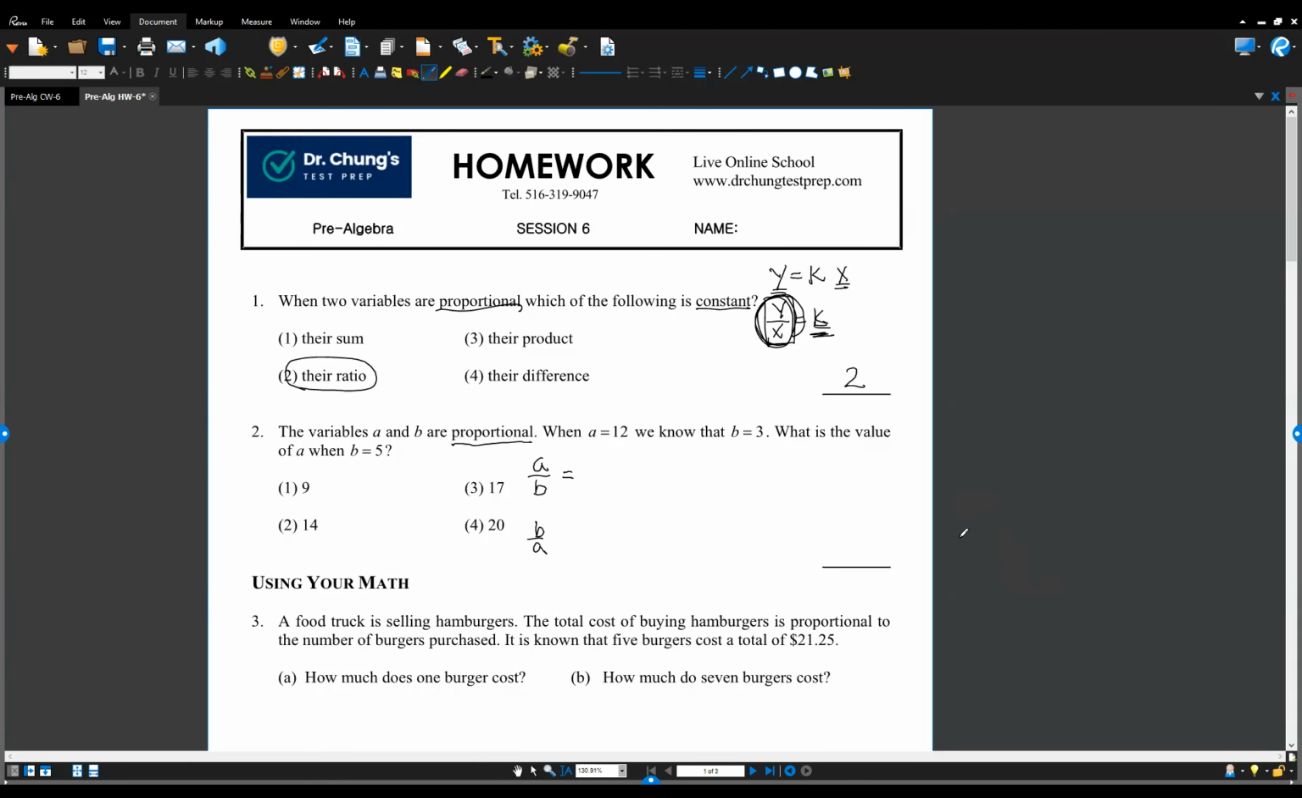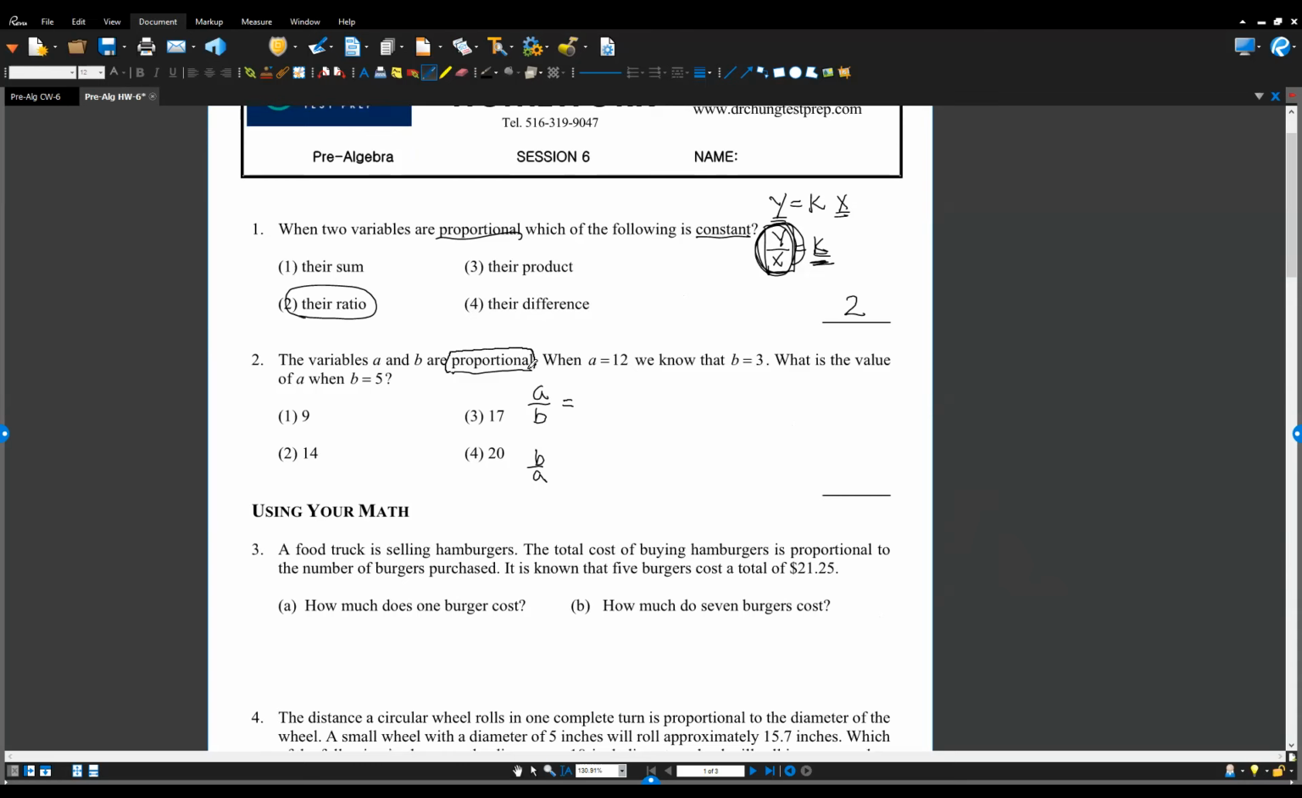All right, now put this number. Proportional means what? When you put these numbers A and B, any corresponding A and B, the ratio is always constant. That is a proportion. When A is 12, B is 3. What is the constant of proportionality? It is 4, right? 12 over 3 is 4.